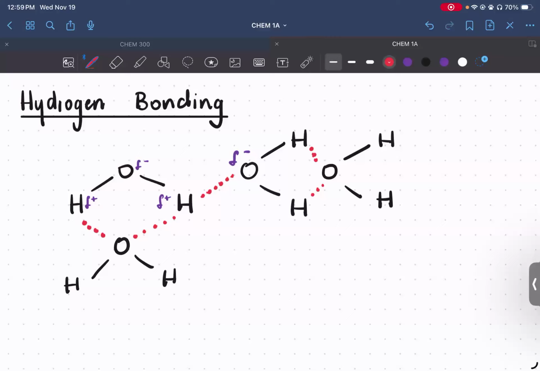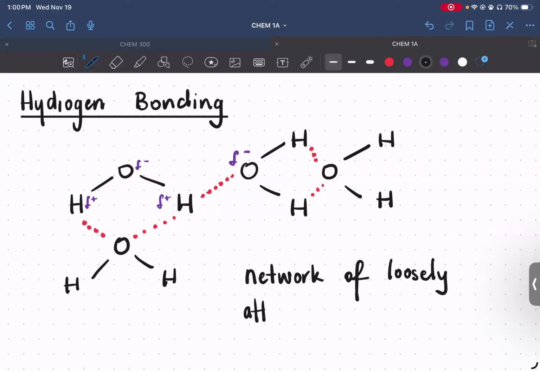Because these forces are not bonds, but merely attraction, no octet rule is broken. Instead, what we form is a network of loosely attached molecules. And for such a small molecule, H2O, the sky's the limit in terms of how big this network can become.